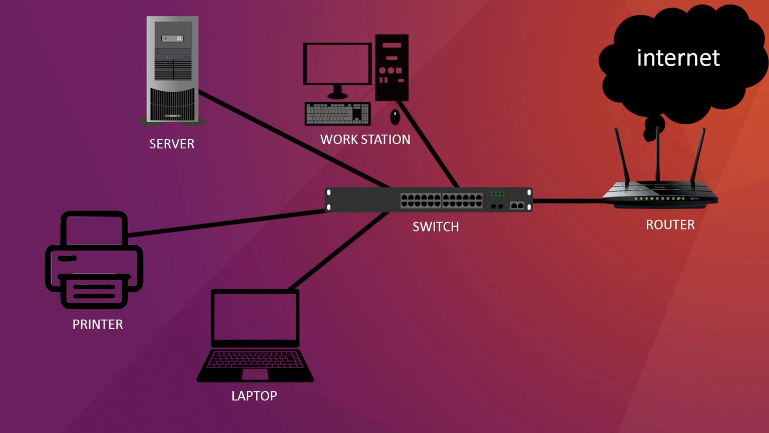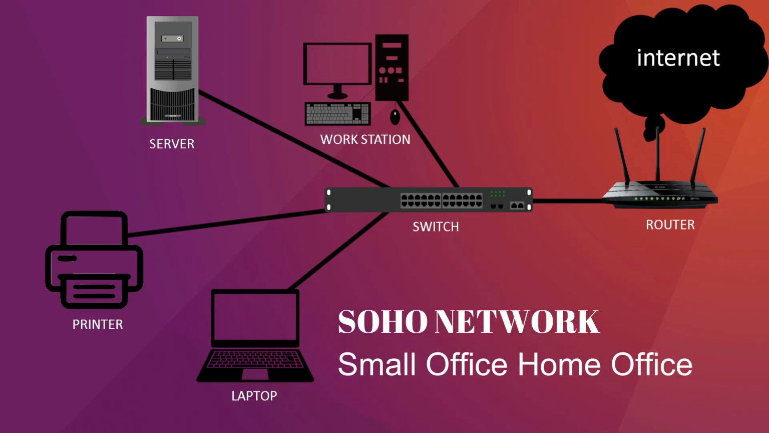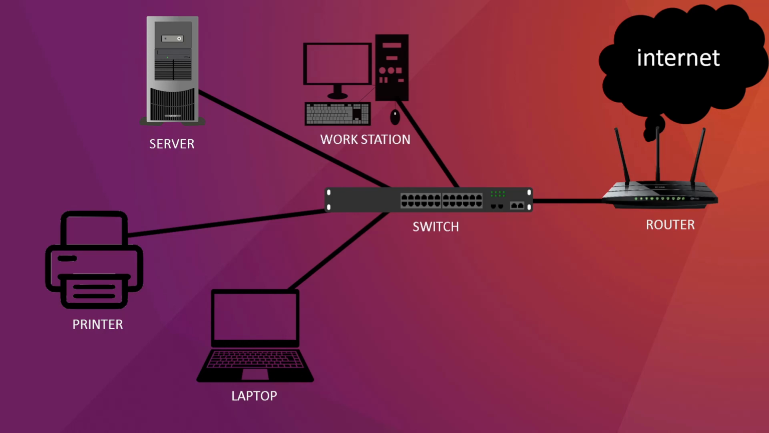Networks come in different sizes, like a home network that has a few nodes connected on it. This type of network is called a SOHO network, which means small office, home office. These devices can either be connected wirelessly or wired. In a SOHO network, a router is used to connect to the internet.